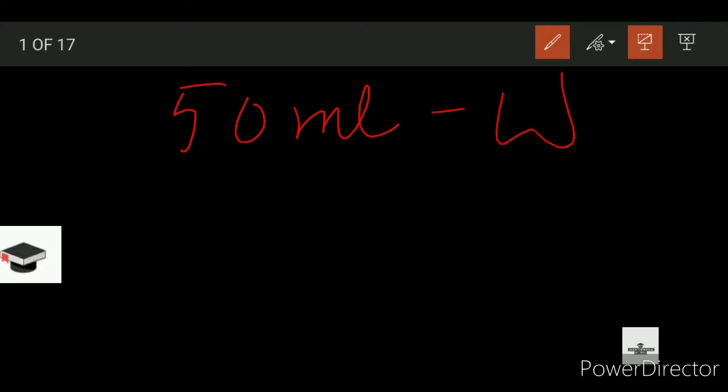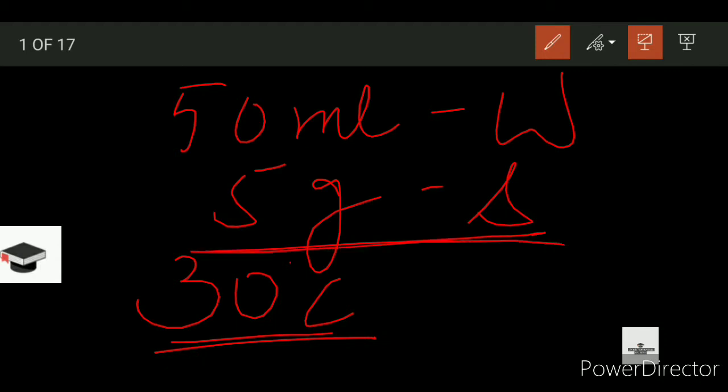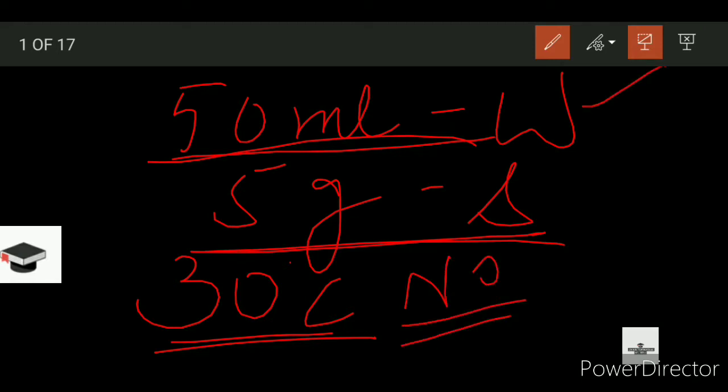So what is it? See, for example, in 50 ml of water, you can add 5 gram of sugar at say 30 degrees Celsius. At this temperature, you can add this much sugar in this amount of water. So if I say to you, add 10 gram of sugar in this water, will you be able to add? No, you will not be able to add because this is a saturated solution.